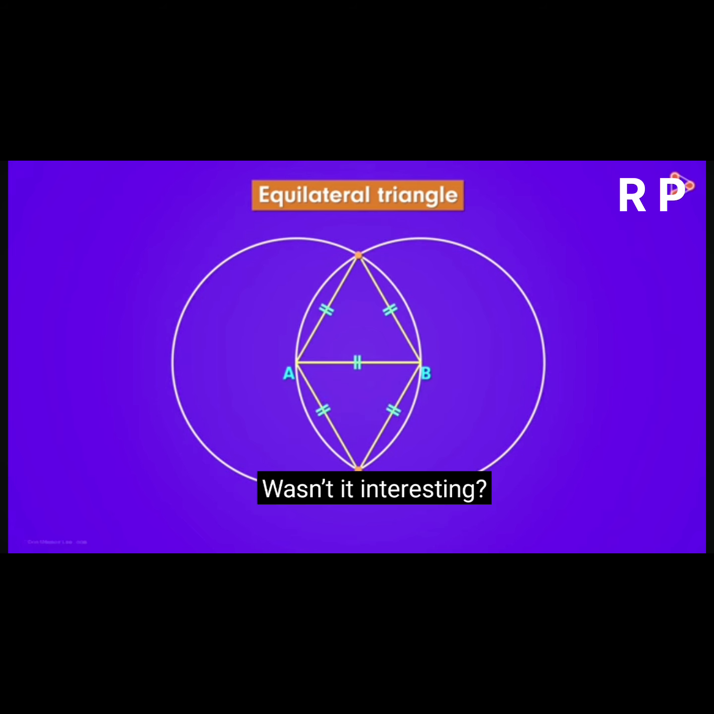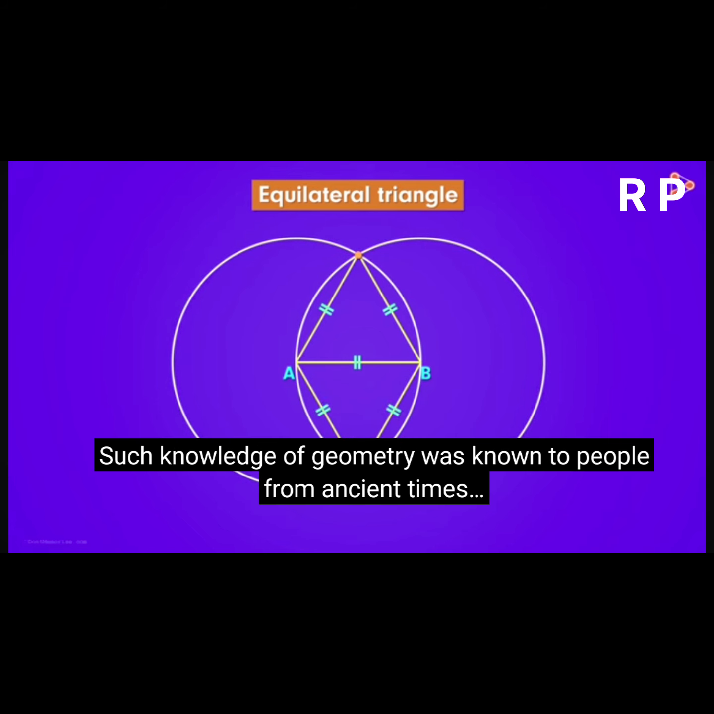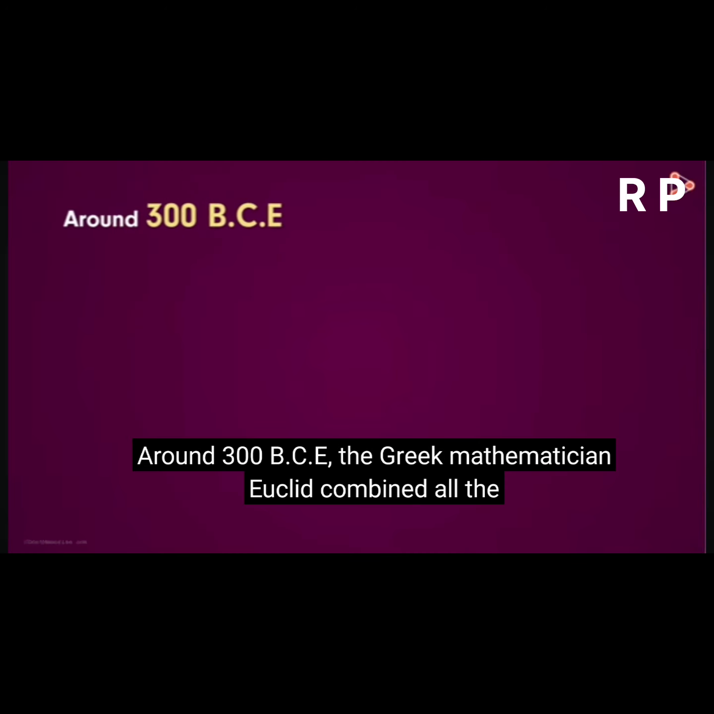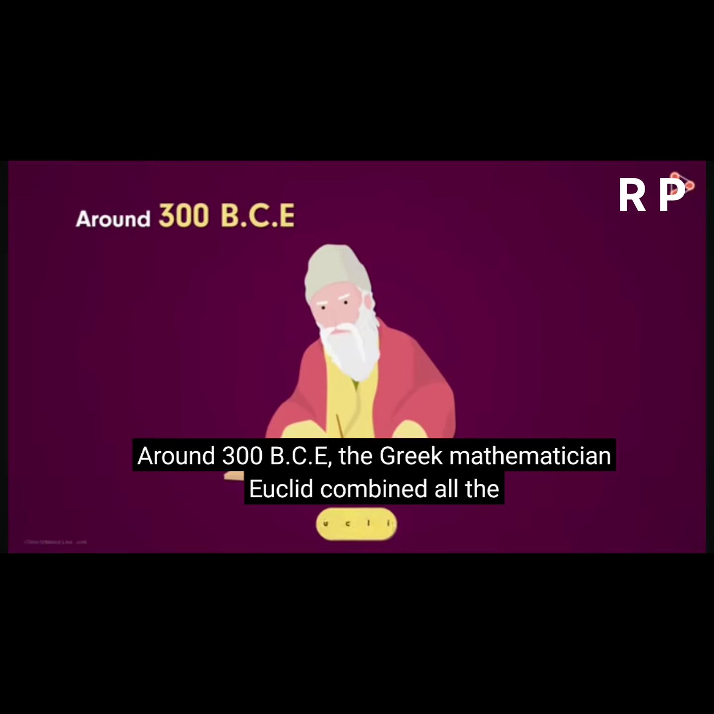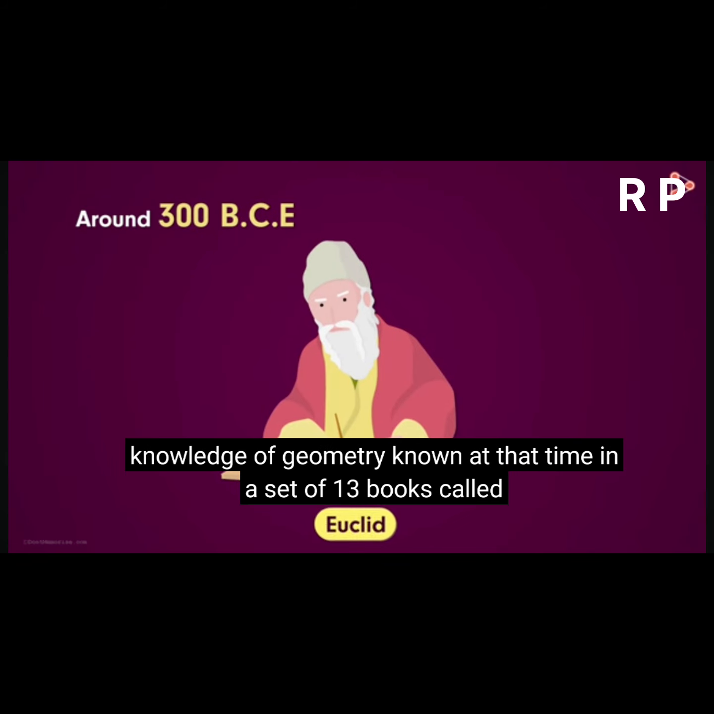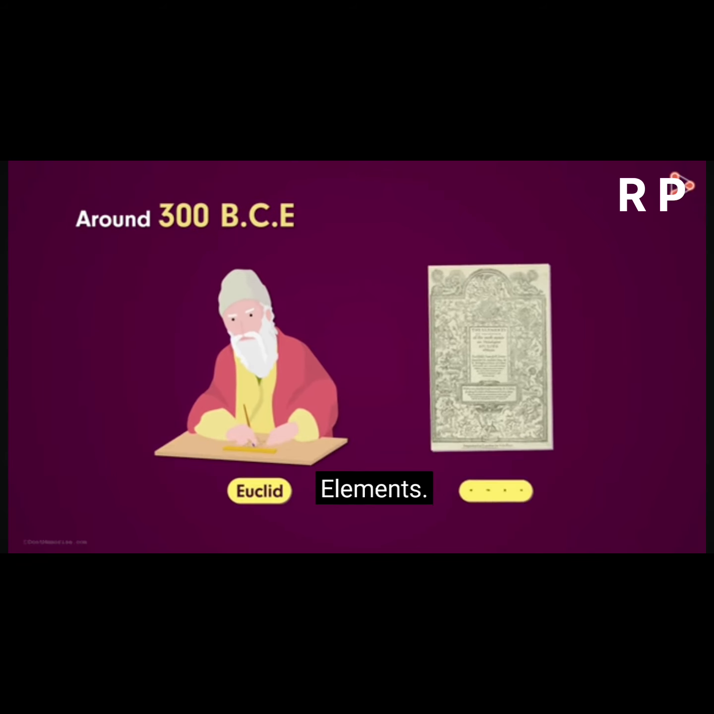Wasn't it interesting? Such knowledge of geometry was known to people from ancient times. Around 300 BCE, the Greek mathematician Euclid combined all the knowledge of geometry known at that time in a set of 13 books called Elements.